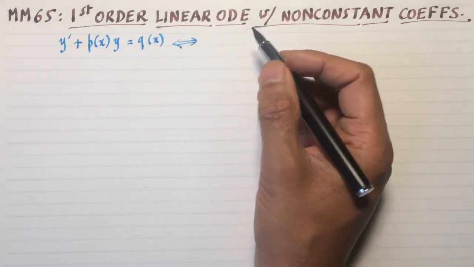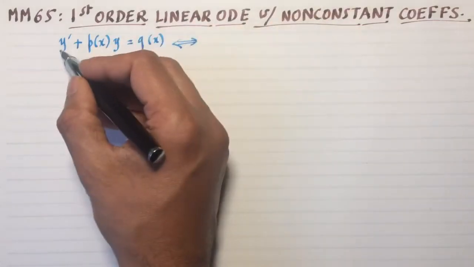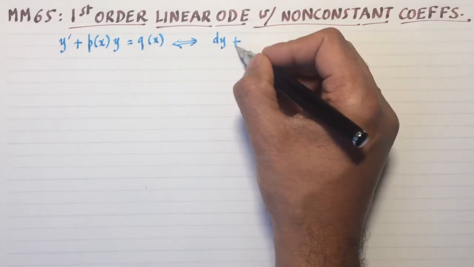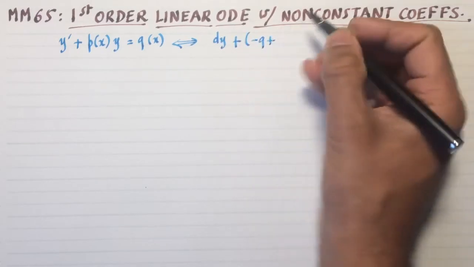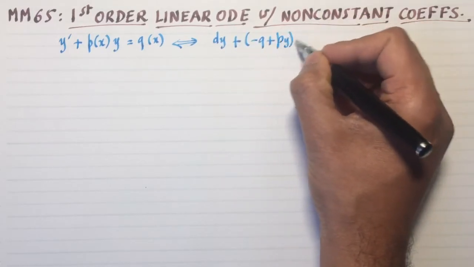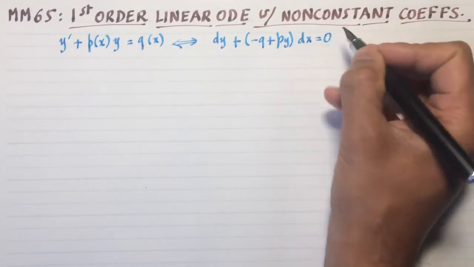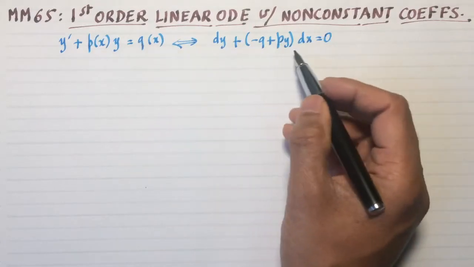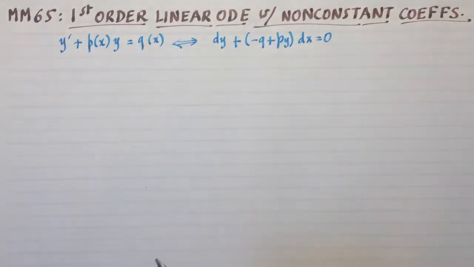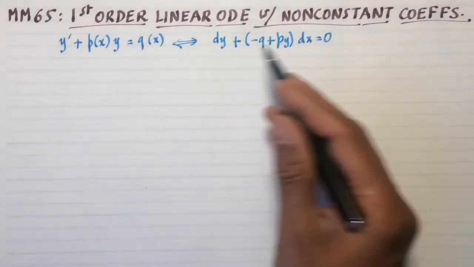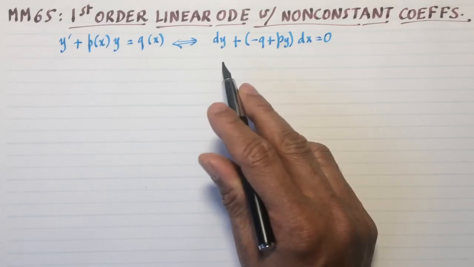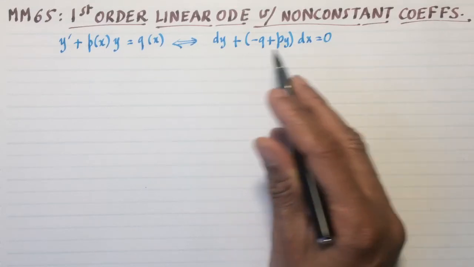So I'll write this first as y prime as dy by dx. So this is going to look like dy plus negative q plus py dx equal to 0. And I'm going to suppress the dependence of p and q on x just for the ease of writing. Now, if this system is exact, then you can write this as the differential of a single function. However, that is not the case here.